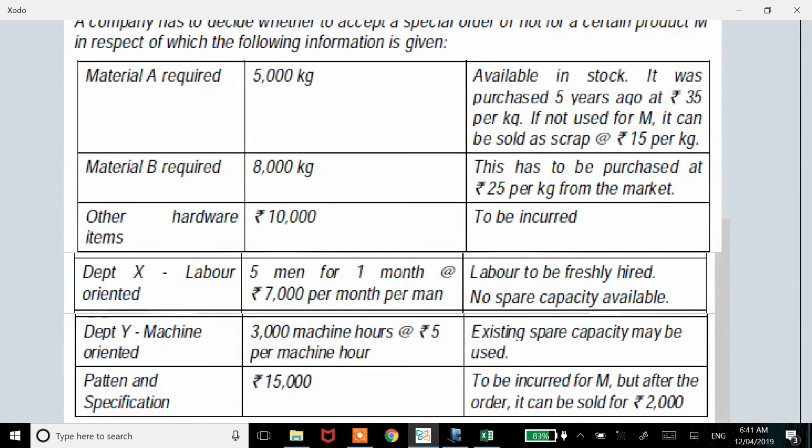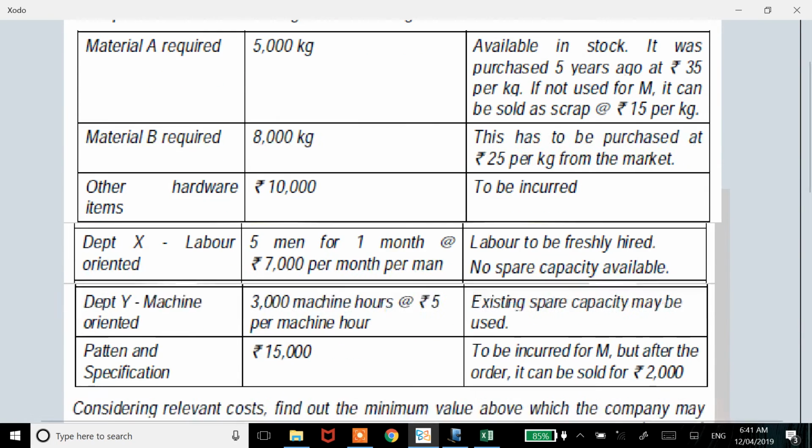Other hardware items to be incurred is 10,000. Other hardware items to be incurred is 10,000. Let me know if you have a doubt.